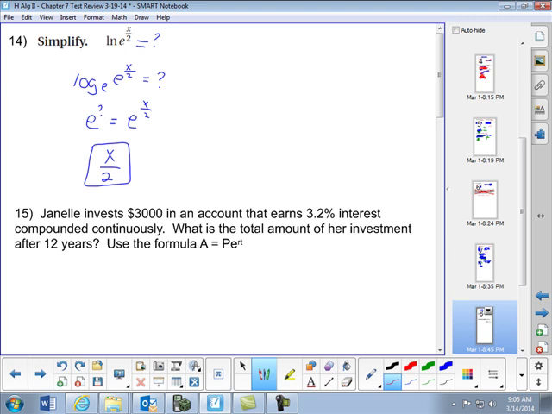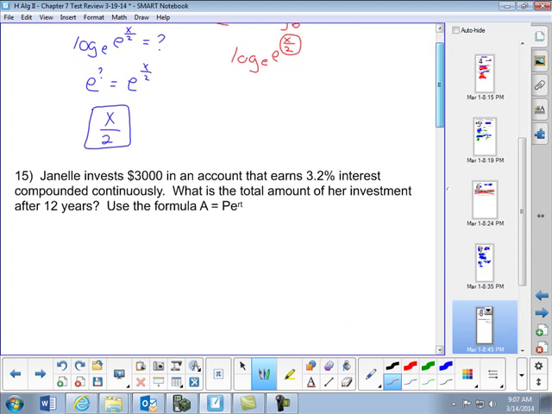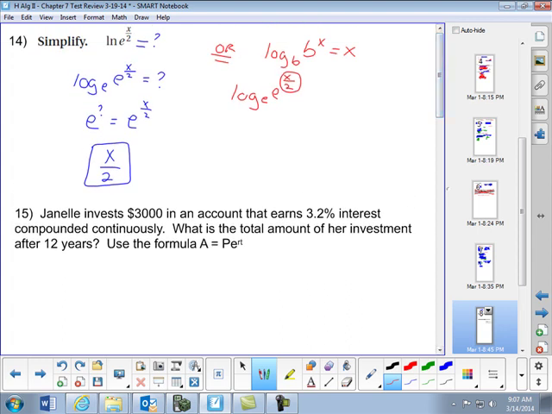That's one way. Some of you will remember your rule. Your rule says if you have log base b of b to the x, it will always equal x. So some of you will say, well, the natural log of e to the x over 2 is log base e of e to the x over 2, so it's always going to be x over 2, or whatever that exponent is. So again, you could use either one.